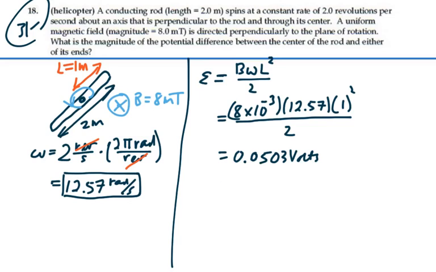Or we could write that as 50.3 millivolts. So we will induce a voltage between the center and the end of this rod of 50.3 millivolts.